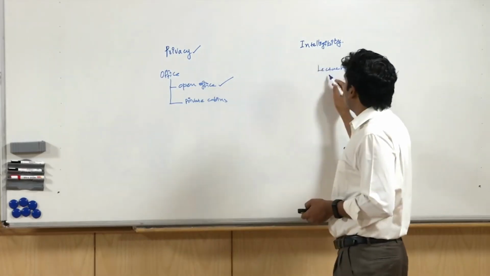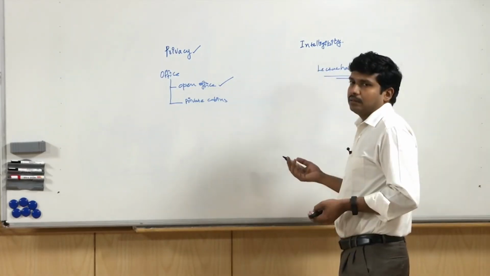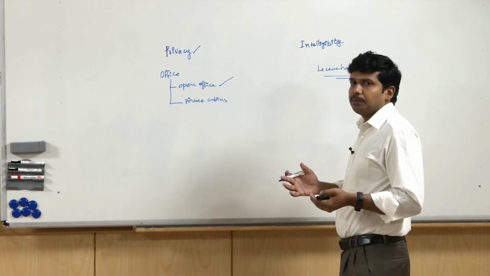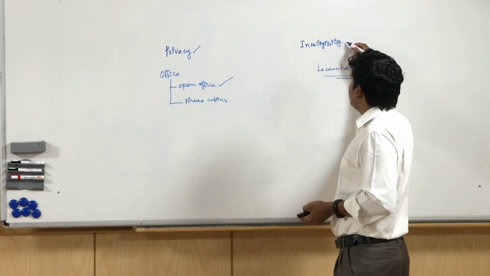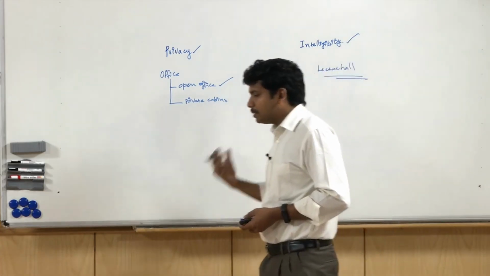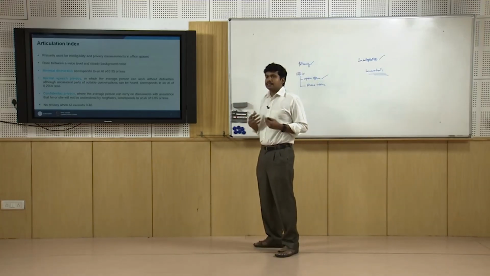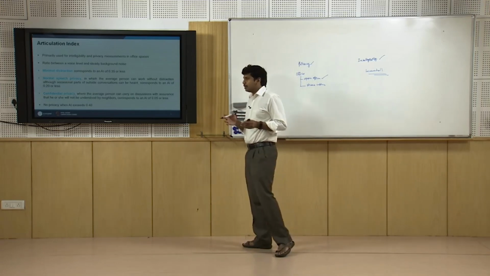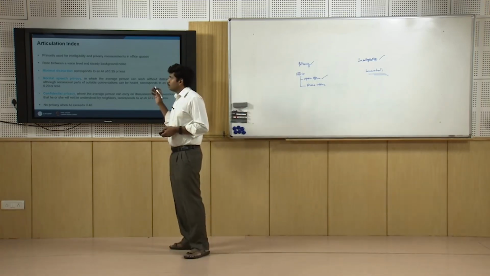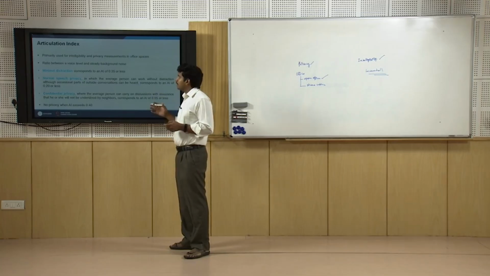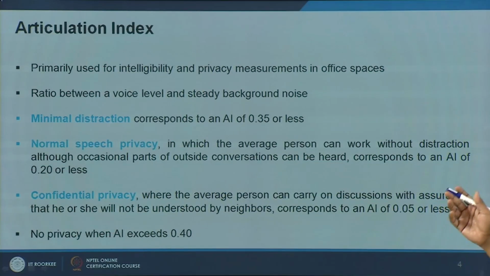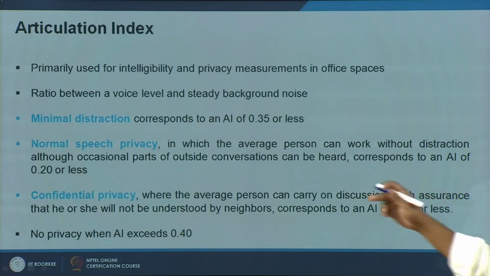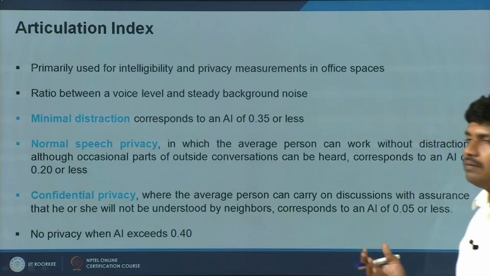On the other hand, in a lecture hall, the intention is that the signal has to reach the listeners in the fullest possible manner. So you have to ensure intelligibility. Whatever the speaker is talking about has to be delivered, in full form and without losses, to as many ears as are available in the hall. Articulation index was one of the attempts to decipher and translate the intelligibility and privacy requirements for open offices. It is actually the ratio between the voice level and the background noise.